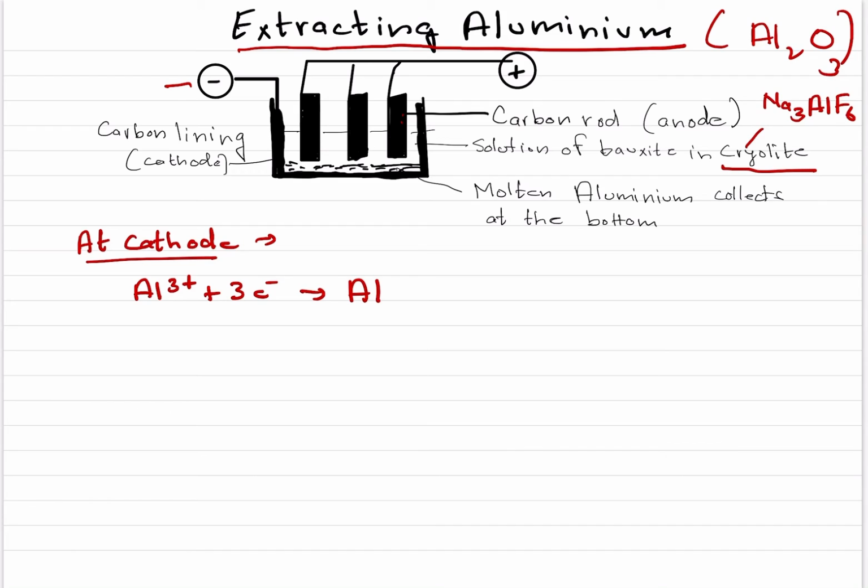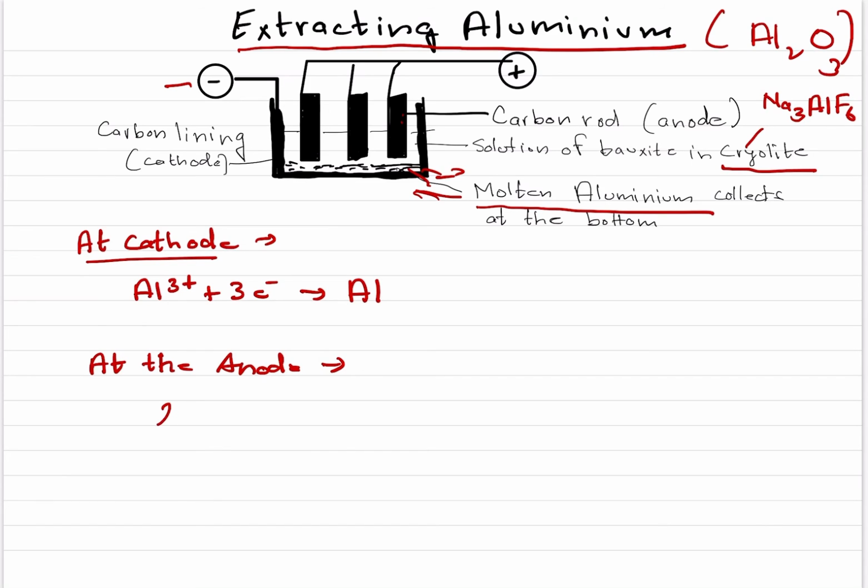The molten aluminium, here we see, comes down. The molten aluminium sinks to the bottom of the cell, so from the bottom we can take it out. We get molten aluminium collected at the bottom. Now what is left is the oxygen part. So we can write down at the anode: oxide ions lose electrons at the positive electrode and are oxidized to oxygen gas.